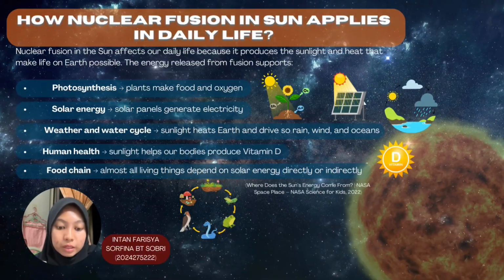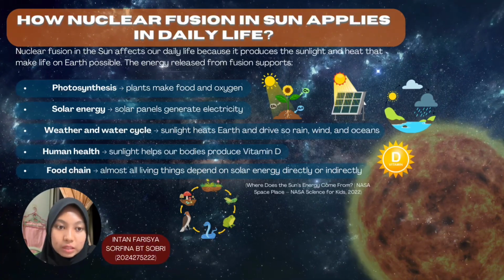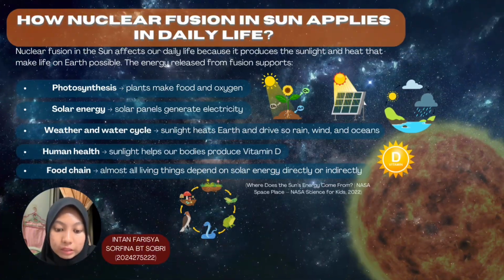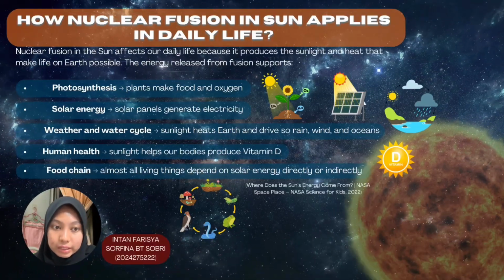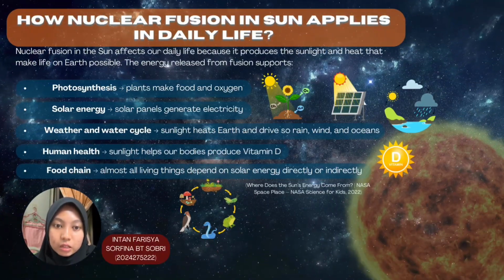And next, human health. Sunlight helps our body produce vitamin D. It is important for bone health and immunity. And lastly, the food chain. Almost all living things depend on solar energy directly or indirectly. Almost all life depends on energy from the Sun. Energy from fusion starts the entire ecosystem chain.